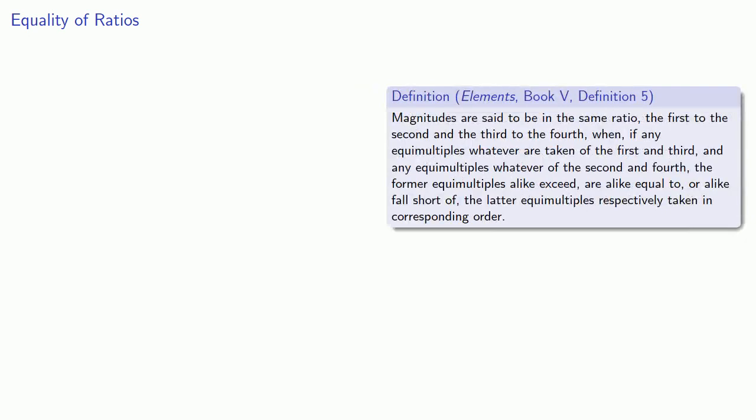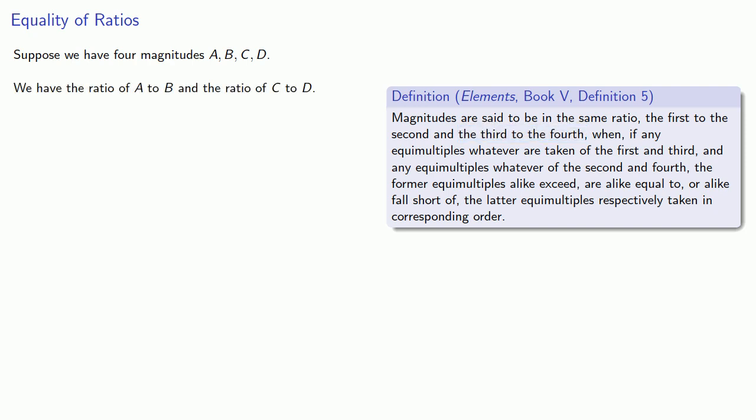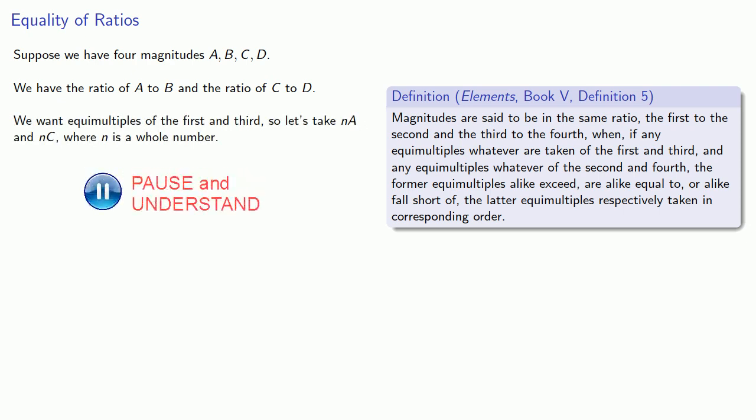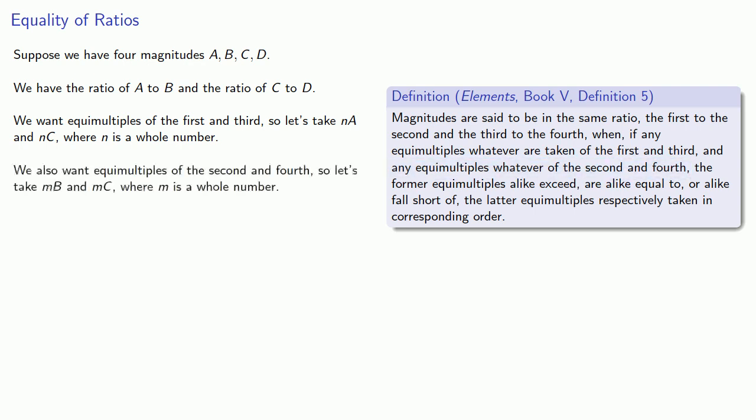So first of all, we have four magnitudes: first, second, third, and fourth. So suppose we have four magnitudes, A, B, C, and D. We also have two ratios, the first to the second, and the third to the fourth. And so this means we have the ratio of A to B, and the ratio of C to D. Now, I'm going to take any equal multiples, whatever, of the first and third. So let's take NA and NC, where N is a whole number. We also want to take any equal multiples of the second and fourth, so let's take MB and MD, where M is a whole number. And note that M and N don't have to be the same number.